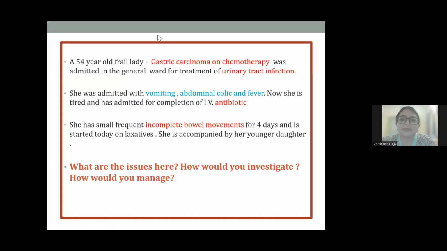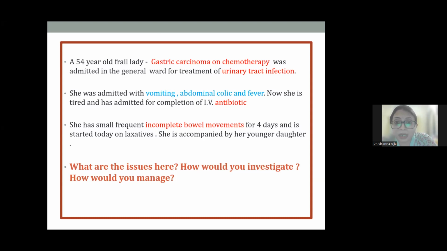She is on chemotherapy. Yes, it could be the CA per se, it could be the chemotherapy drug, or it could be the urinary infection, right? Which has led to the vomiting. And also, we are looking at something. She has small, infrequent stools, which is probably because of the chemotherapy, which is probably because of the dehydration that has happened because of the vomiting, or the vomiting itself could have led to probably hypokalemia, which could have also aggravated the constipation, right? Now, all these things together, the abdominal colic and fever could have been probably because of the urinary tract infection, isn't it?